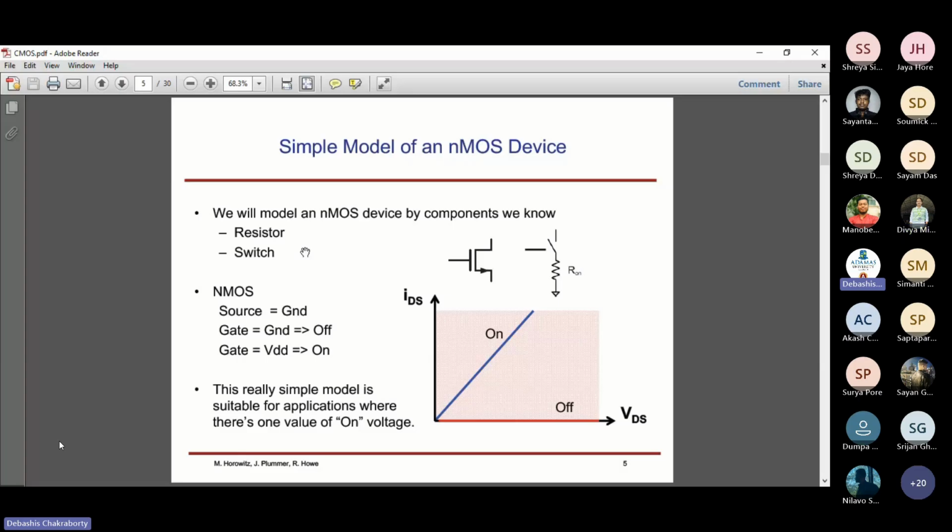Yes, sir. Have you understood? Fine? Okay. So this graph, IDS versus VDS, is not needed for you. Only this part, whatever I tell you, that much you should note down.